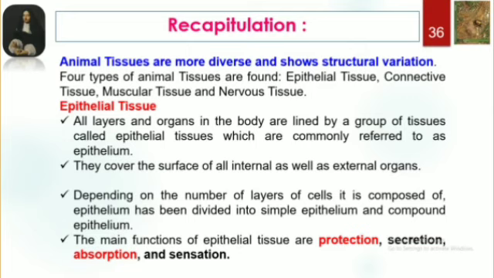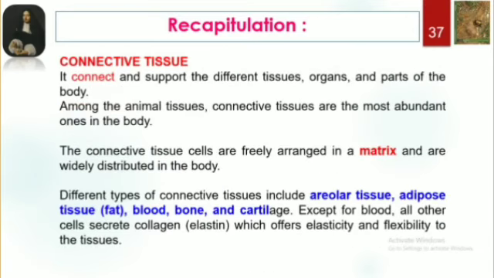Structural variation. There are four types of animal tissues: epithelial tissues, connective tissues, muscular tissue and nervous tissues. Epithelial tissues are all covering tissues. All layers and organs in the body are lined by a group of tissues called epithelial tissues, commonly referred to as epithelium. They cover the surface of all internal as well as external organs. They can be either simple epithelium or compound epithelium, the main functions being protection, secretion, absorption, and sensation.